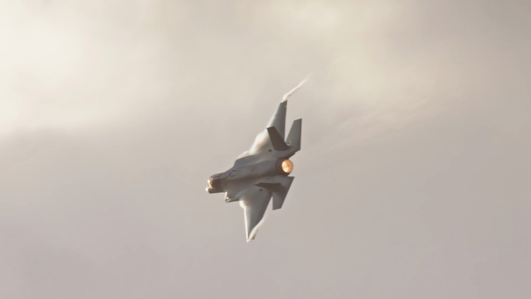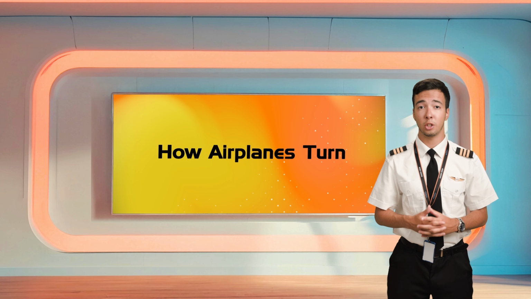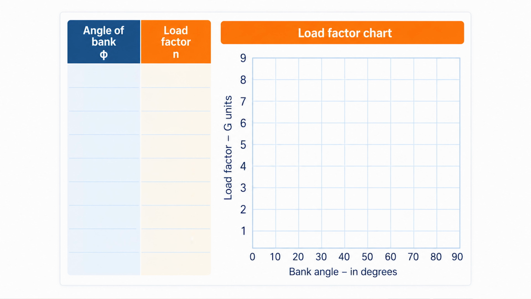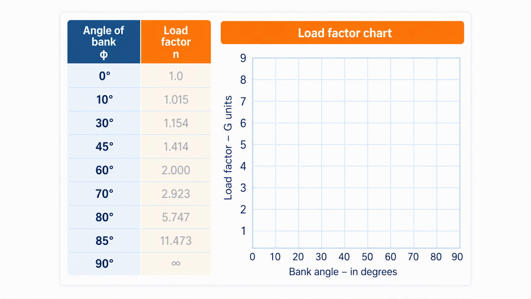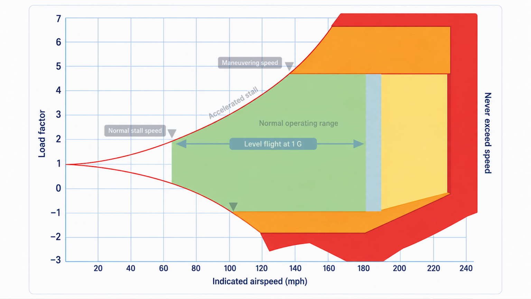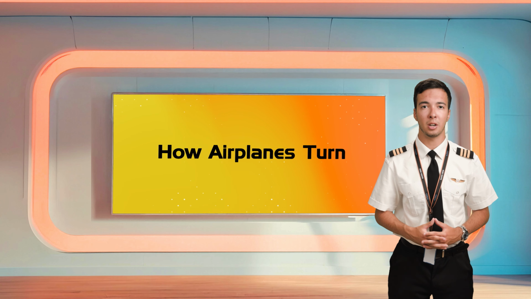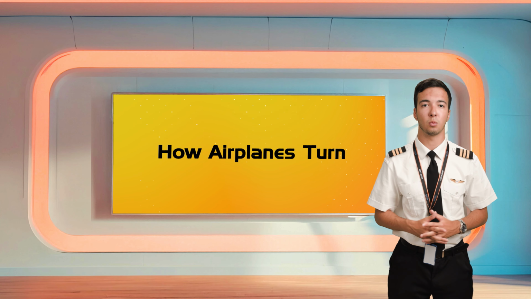Steeper banks don't just feel more dramatic, they demand more from the airframe. Load factor is the ratio of lift which the wings must produce compared to the airplane's weight. This is measured in Gs. In a 60-degree bank, load factor hits 2 Gs. The wings are working twice as hard. And here's a critical part. As load factor increases, the stall speed also goes up with it. Steep turns require proper airspeed and smooth inputs for this exact reason.